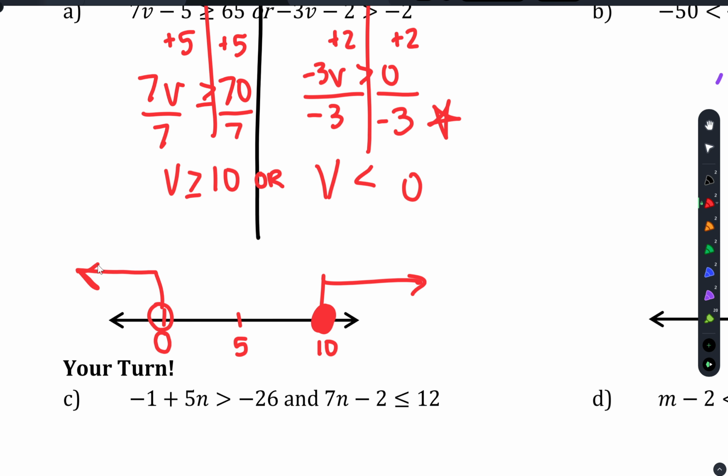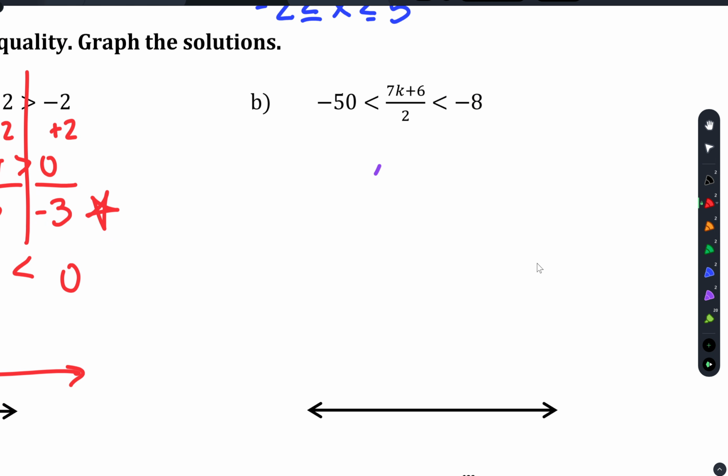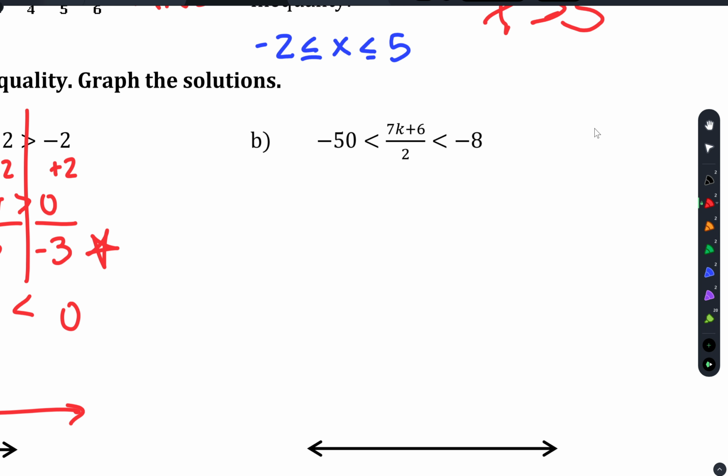Any questions on that? Okay, letter B. Here's an and problem. Remember, I have 2 options. I can split this or I can do it all in one. I'm going to write down what it looks like if I were to split this just so we can see.